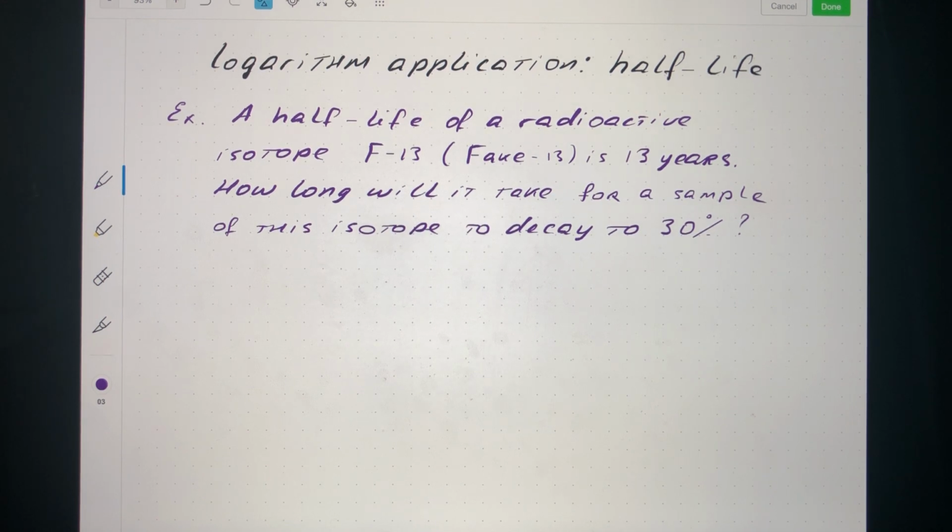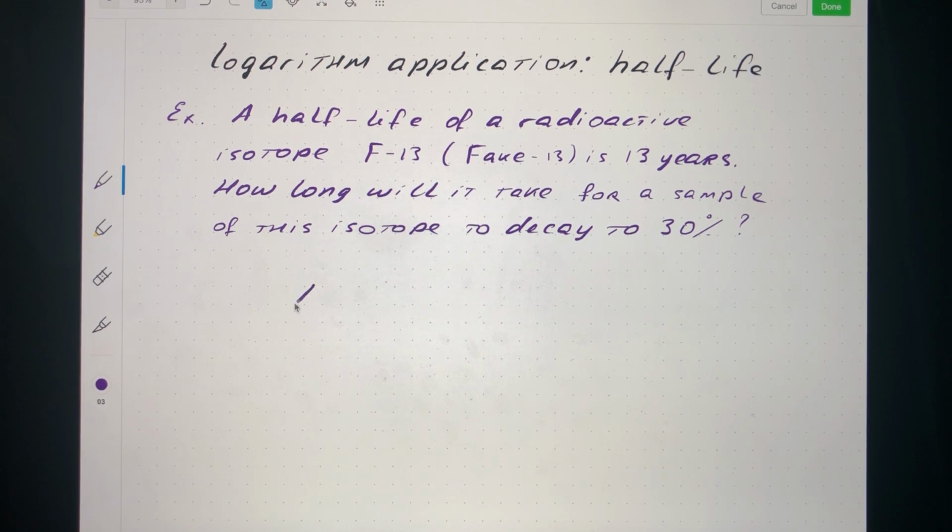So here is a situation. Let's say the half-life of a radioactive isotope F13, which is fake 13, is 13 years. How long will it take for a sample of this isotope to decay to 30%? So this question at first appears that there is not enough information.